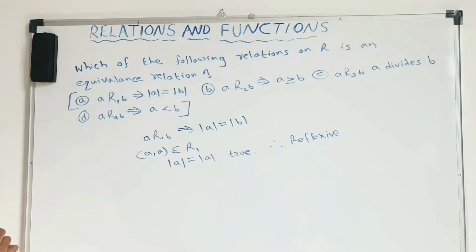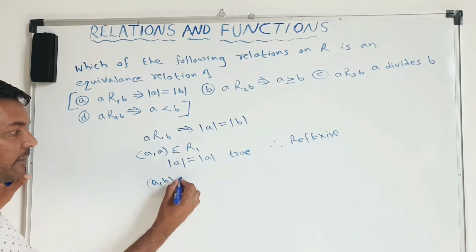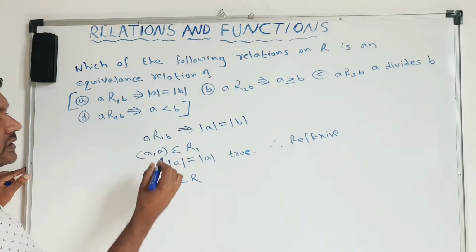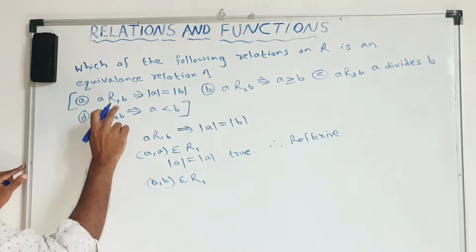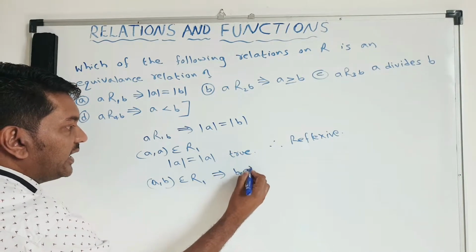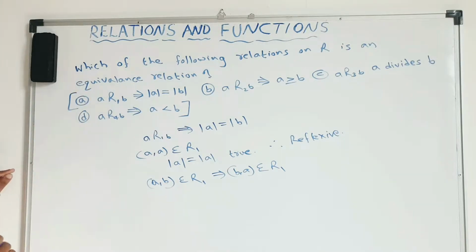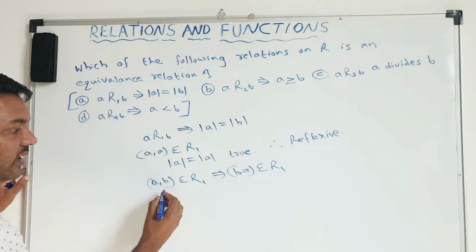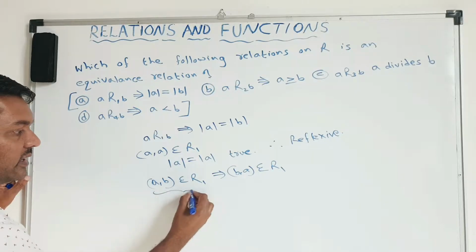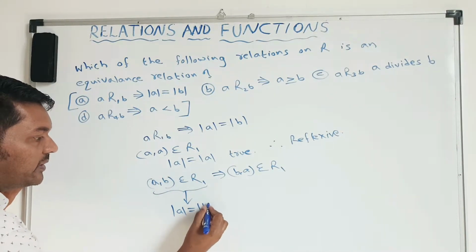Now I am checking whether it is symmetric or not. What is the condition for symmetric? If (A, B) belongs to R, here R1 is the name of the relation, then (B, A) should also be an element of this R1. I am checking (A, B) belongs to R1 means |A| equal to |B|.